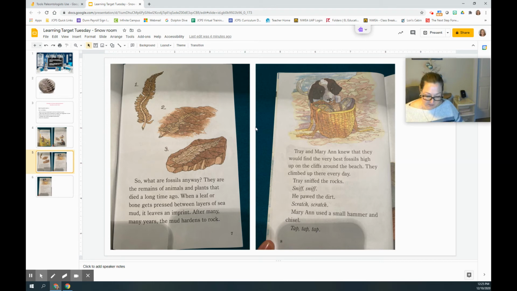So what are fossils anyway? They are the remains of animals and plants that died a long time ago. This looks kind of like that fossilized tree fern we just looked at. When a leaf or bone gets pressed between layers of sea mud, it leaves an imprint. After many, many years, the mud hardens to rock. Trey and Mary Ann knew that they would find the very best fossils high up on the cliffs around the beach. They climbed up there every day. Trey sniffed the rocks. Sniff, sniff. He pawed the dirt. Scratch, scratch. Mary Ann used a small hammer and a chisel. Tap, tap, tap.